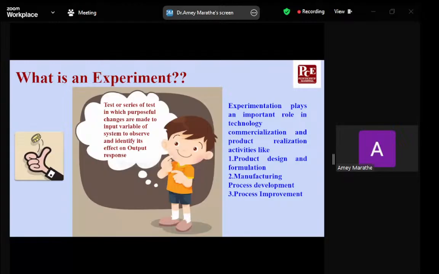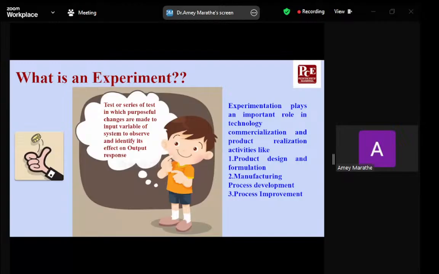What is the conventional way of doing experiments? Anyone? In the conventional approach, we go on changing one variable at a time. Let us take an example of manufacturing a part on a lathe. I will change the speed of the machine first and observe how the part has been manufactured. Then I will change the depth of cut and observe. That is going to take a lot of time.